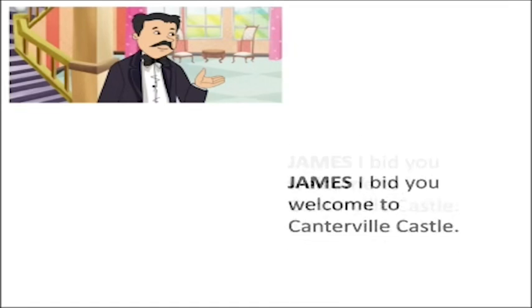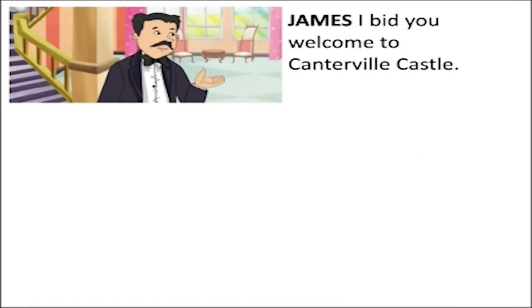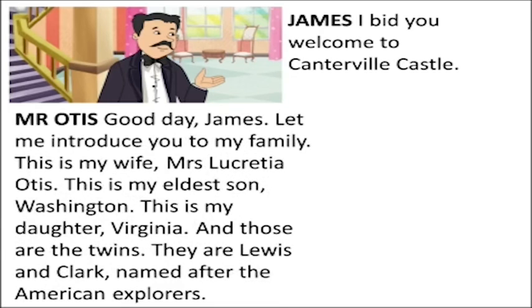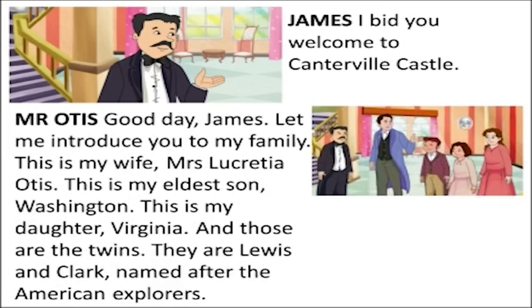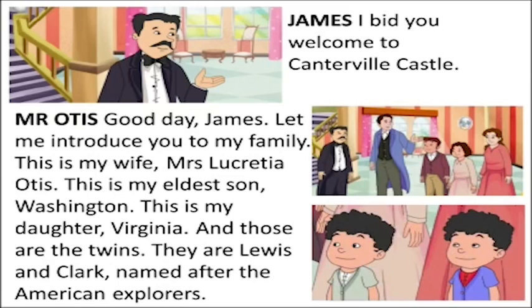When the Otis family enters the castle, they are given a warm welcome by James, the chief servant. James says, I bid you welcome to Canterville Castle. Mr. Otis replied, good day, James. Let me introduce you to my family. This is my wife, Mrs. Lucretia Otis. This is my eldest son, Washington. This is my daughter, Virginia. And those are the twins. They are Lewis and Clark, named after the American explorers.